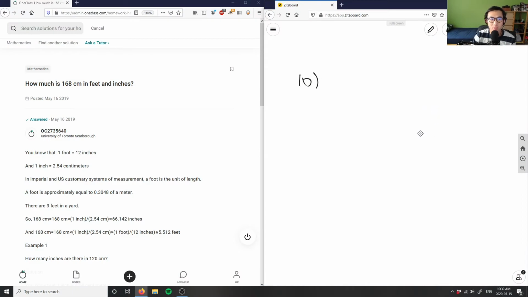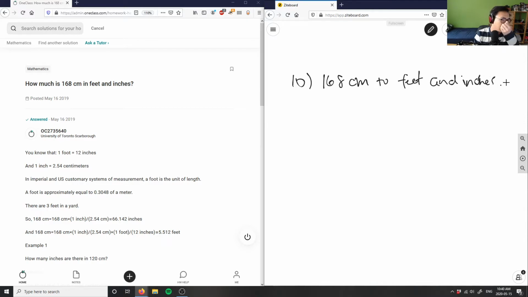It's asking us how much is 168 centimeters in feet and inches. So we want 168 cm to be 2 feet and inches. So again, I'm going from the metric to the imperial, right?